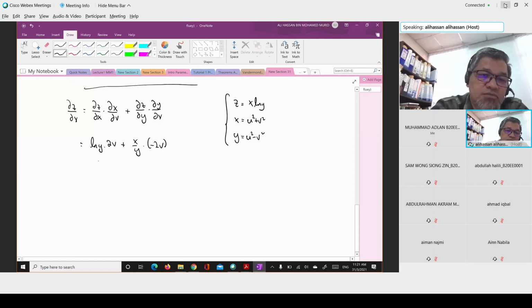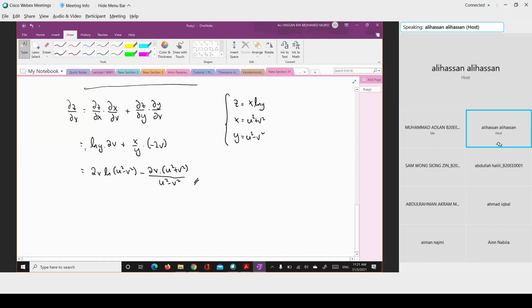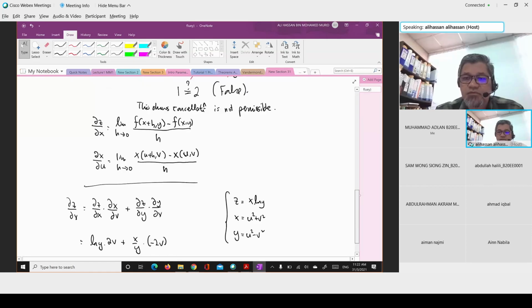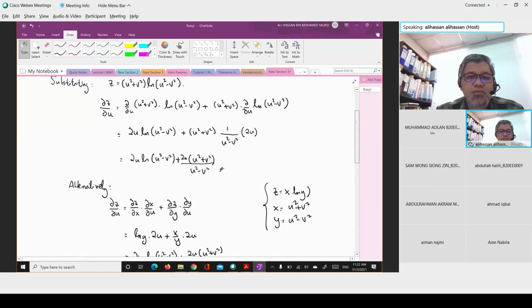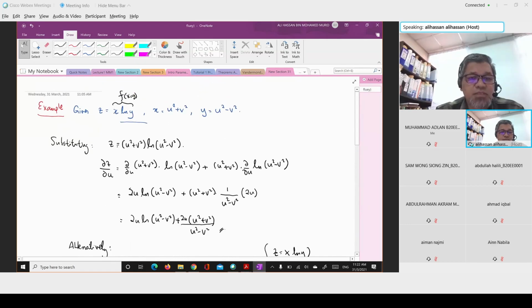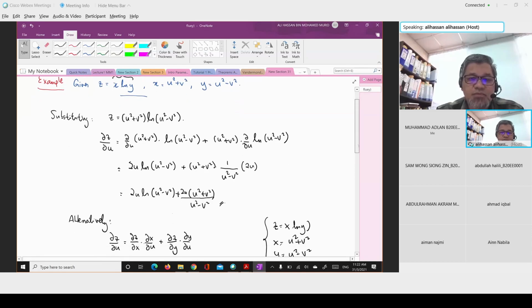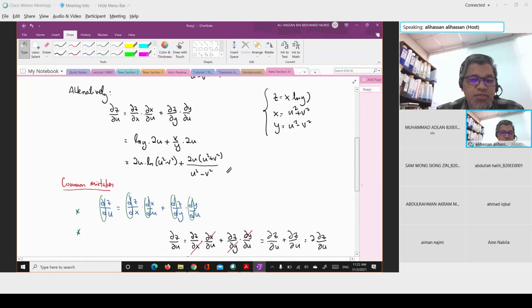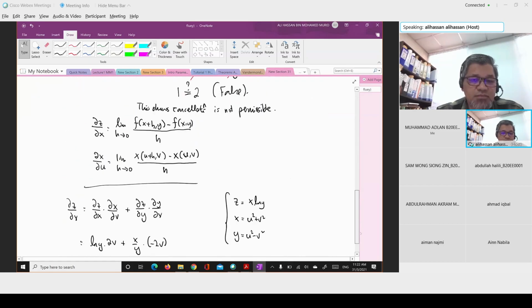So make sure the notations are written correctly. It is better to use the chain rule rather than doing the substitution first. You can see it is better to apply the chain rule straight away rather than trying to express z in terms of u and v first and then find z partial u. As you can see, it is more convenient or more efficient to use the chain rule here.